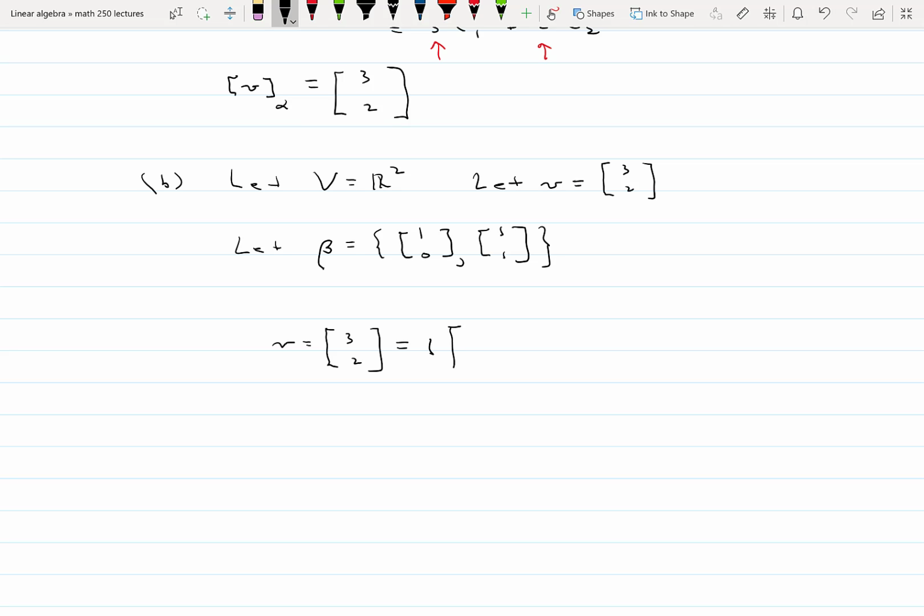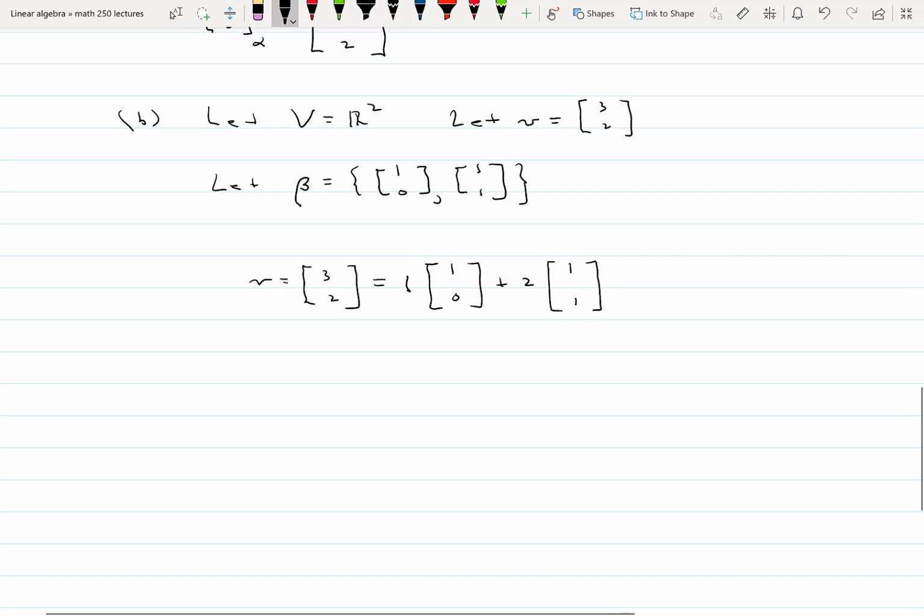It's 1 times (1, 0) plus 2 times (1, 1). We can verify that very quickly. If you multiply 1 times the vector whose components are 1 and 0, you just get 1 and 0. If you multiply 2 times the vector whose components are 1 and 1, you get 2 and 2. You add those two vectors, you get (3, 2).